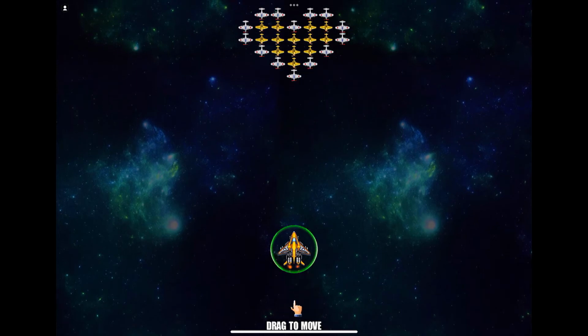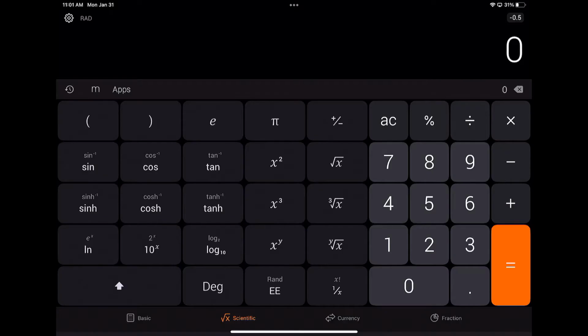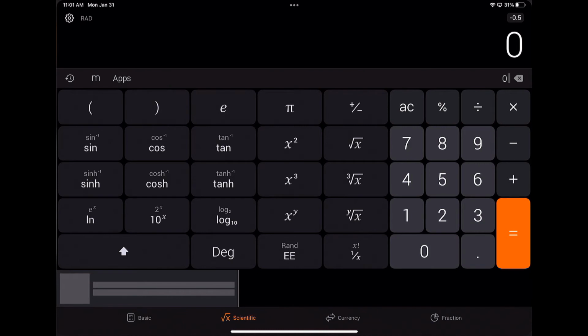I hit an ad. Let's try it one more time. No, don't want that. Okay. Why do I keep hitting ads? Okay, let's try this. I'm not gonna hit clear this time.